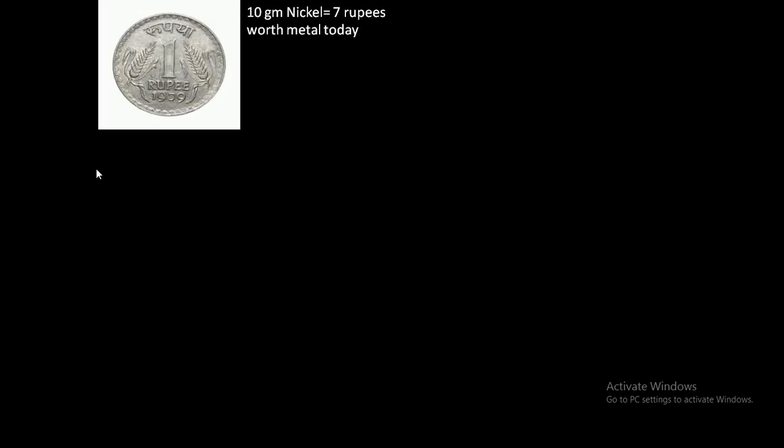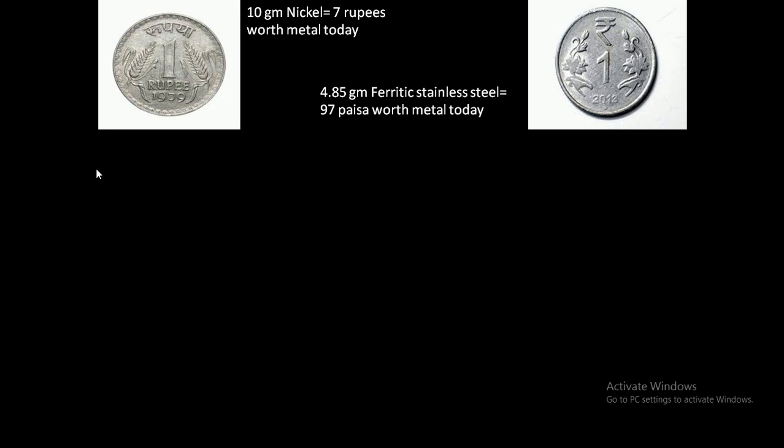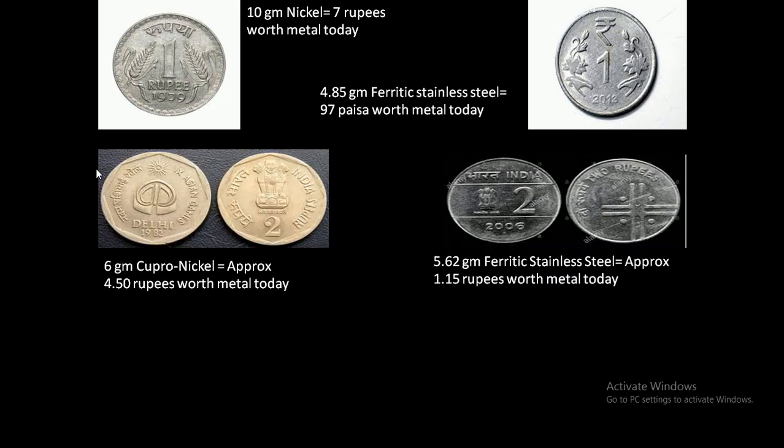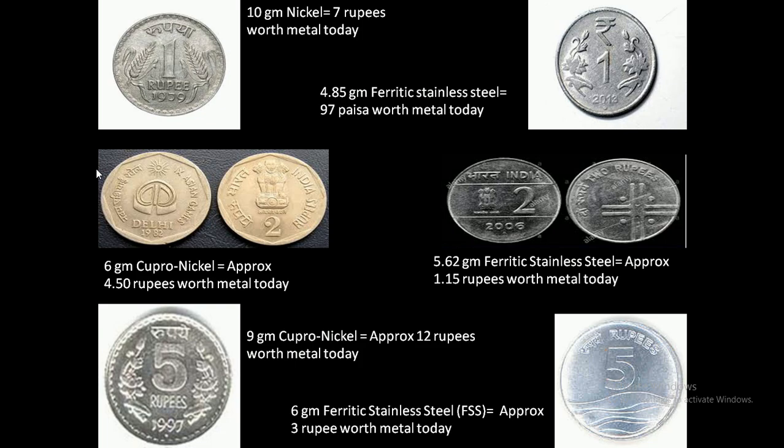The 1 rupee coin, which was earlier of 10 grams and of nickel, but now is minted with merely 4.85 gram weight and with ferritic stainless steel, which is worth 97 paise today in comparison to 7 rupees earlier. Same for the 2 rupee coin, weight, metal and worth all have been brought down for the new one. And for 5 rupees, the worth has also come down drastically.